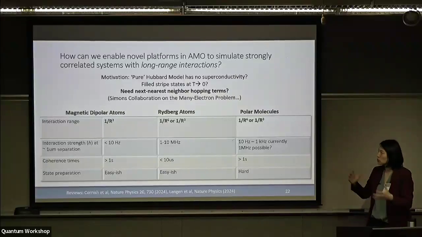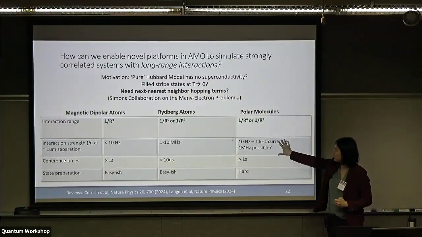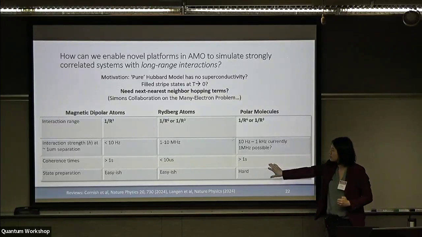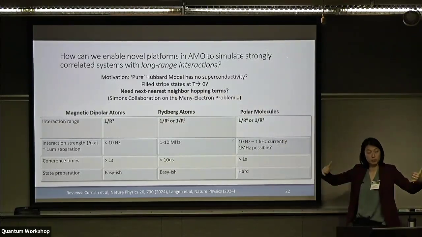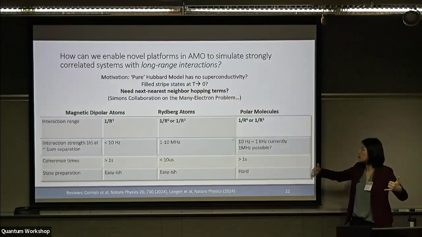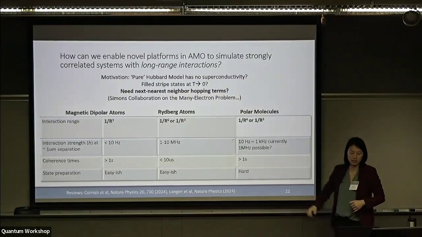And I won't focus so much on the comparisons between these platforms. Here's a kind of handy table, only to say that the huge downside, of course, for polar molecules is that it's much more difficult to work with molecules than atoms because of their internal degrees of freedom. But possible advantages might include that you have strong interaction strengths at typical interparticle distances, but you also have the long lifetimes and long coherence times of ground state atoms.